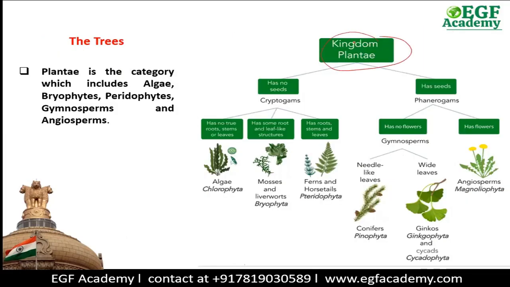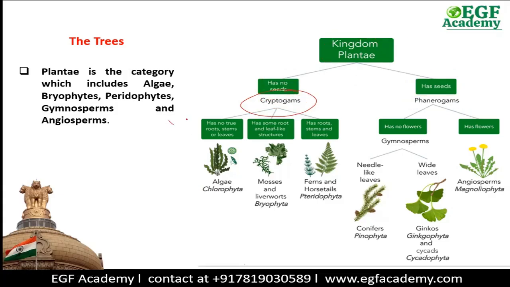Now this plant kingdom has been further categorized into 2 categories. Number 1 is cryptogams, second is phanerogams. What are cryptogams? Cryptogams are those plants which have no seeds. They don't have any seeds. And phanerogams include the plants which have seeds.